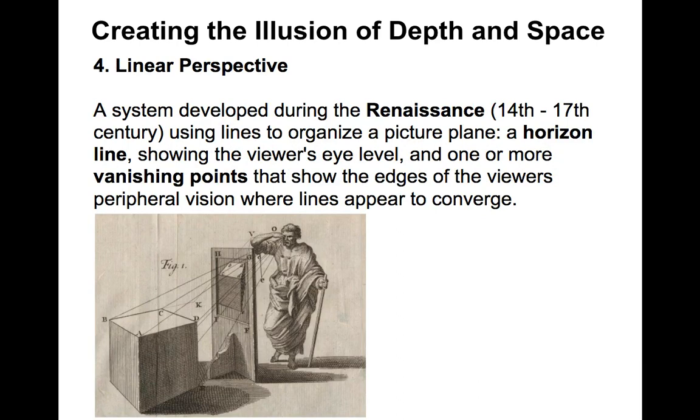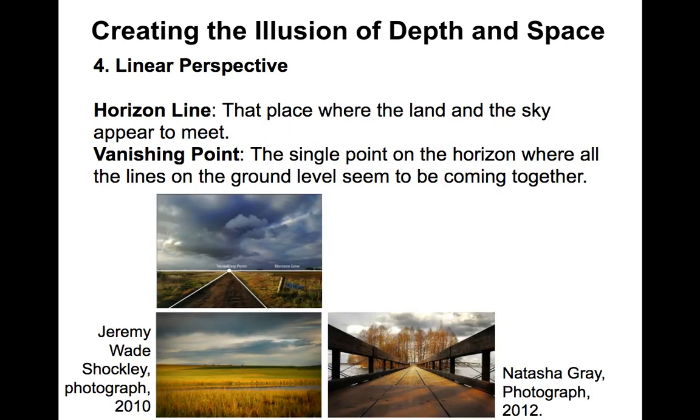Linear perspective. This is the fourth method. This is a system developed during the Renaissance using lines to organize a picture plane, a horizon line showing the viewer's eye level, and one or more vanishing points that show the edges of the viewer's peripheral vision where the lines appear to converge. The horizon line.